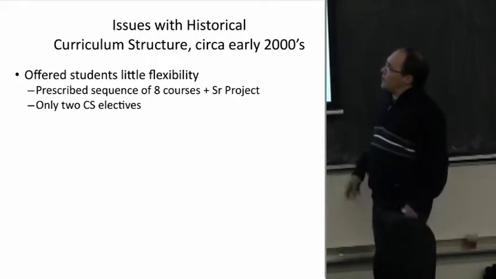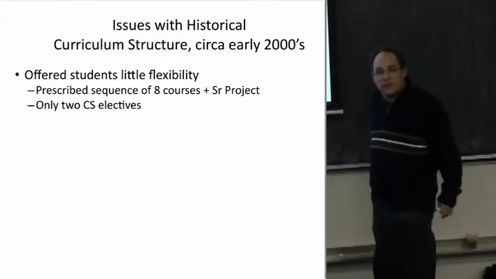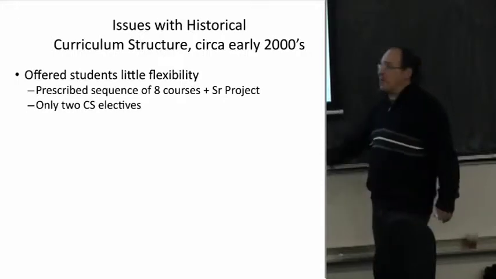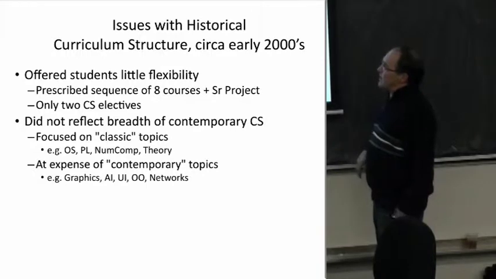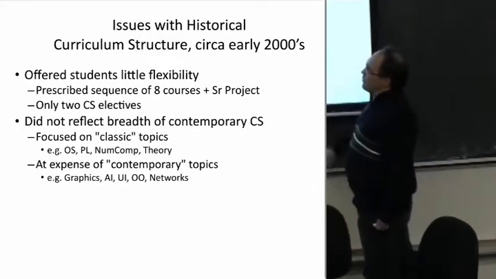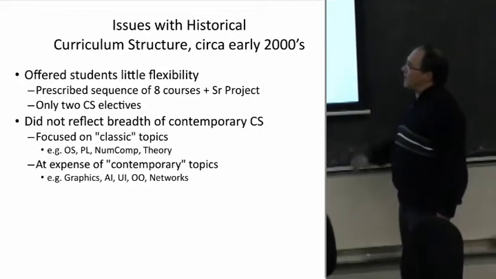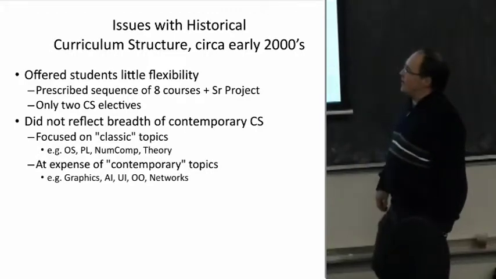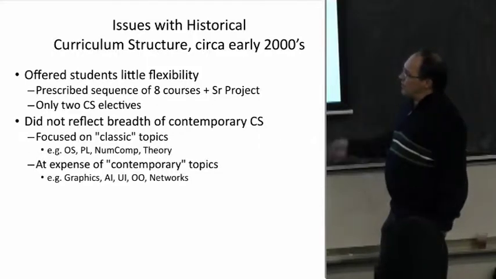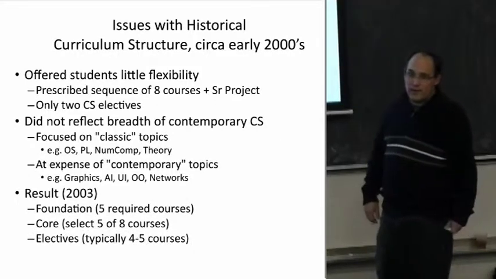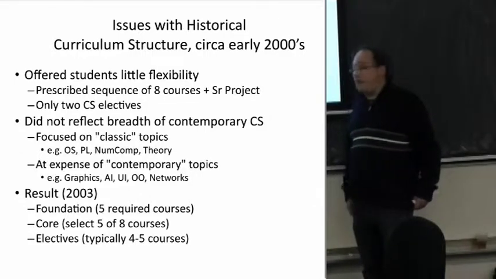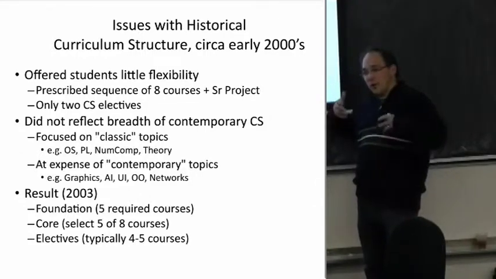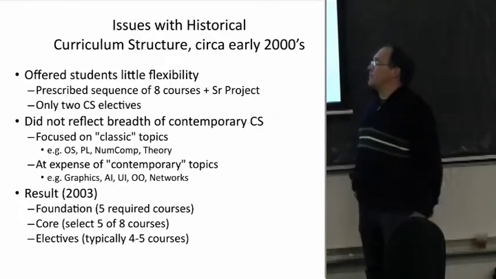You only had space in your degree requirements to pick 2 classes that weren't prescribed. And the classes that we did prescribe were focused on the classic topics of OSPL, American Content Theory, at the expense of more contemporary topics, things like graphics, AI, design, UI, networks. So around 2003, the undergraduate committee led by Liz Jessup at the time focused on how can we make this a little bit more flexible, open it up so that students have more choice and the like.